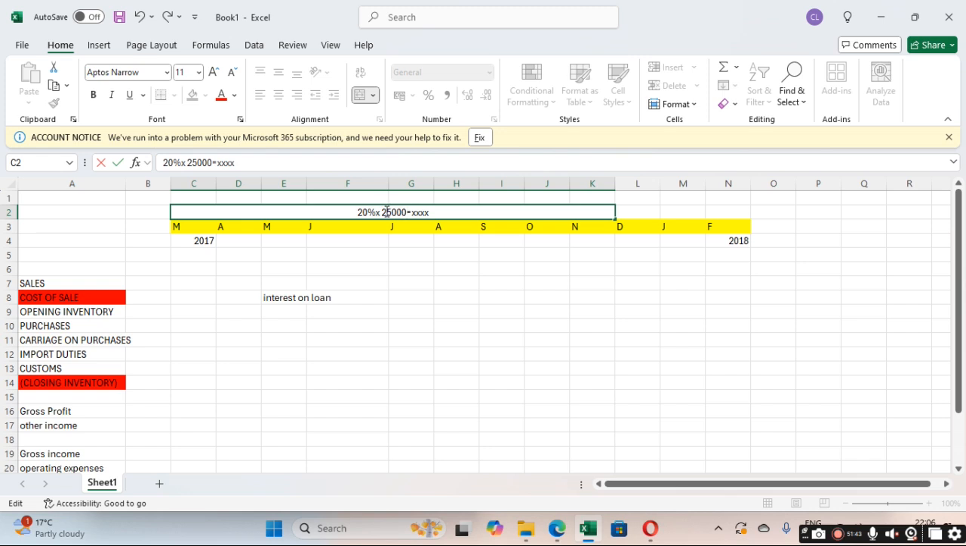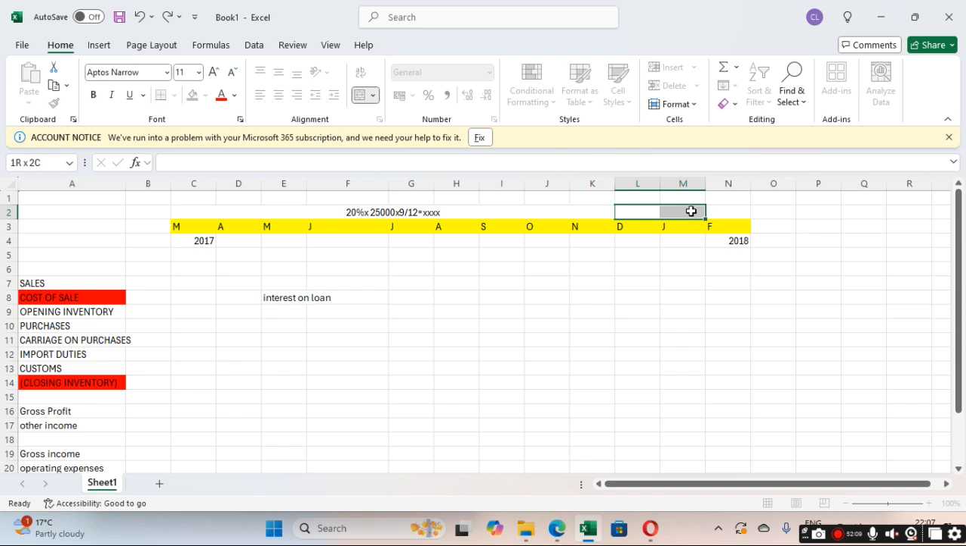We're going to say 20% times 25,000 times the number of months. I forgot the number of months. So it's 9 months, because there are 3 months remaining. So times 9 over 12. And then you are going to get your answer. The answer you get there will be your interest on loan for these months.